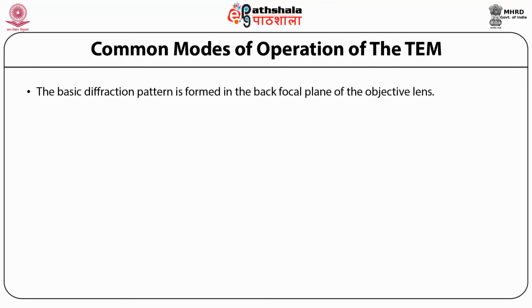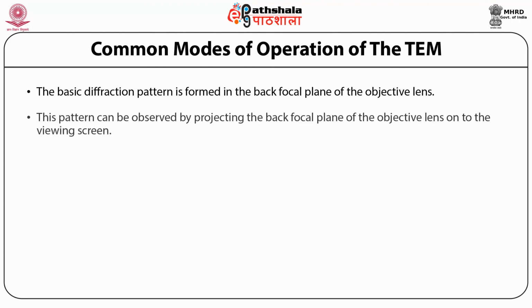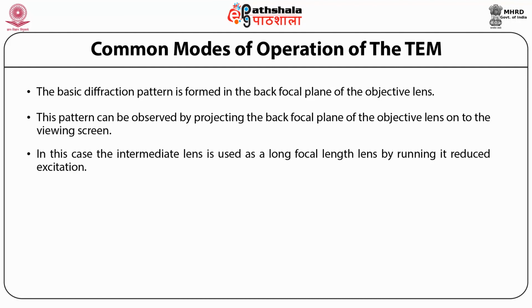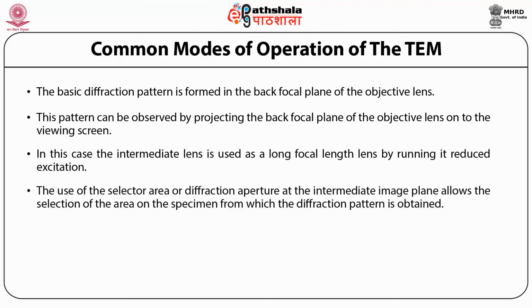The basic diffraction pattern is formed in the back focal plane of the objective lens. This pattern can be observed by projecting the back focal plane of the objective lens onto the viewing screen. In this case, the intermediate lens is used as a long focal length lens by running it at reduced excitation. The use of the selected area or diffraction aperture at the intermediate image plane allows the selection of the area on the specimen from which the diffraction pattern is obtained.